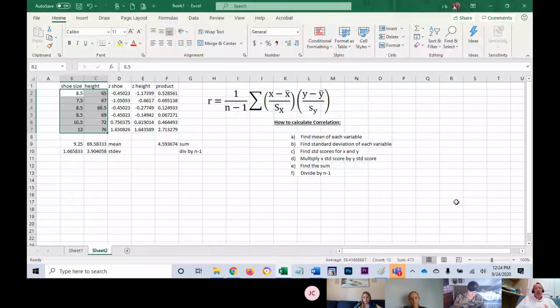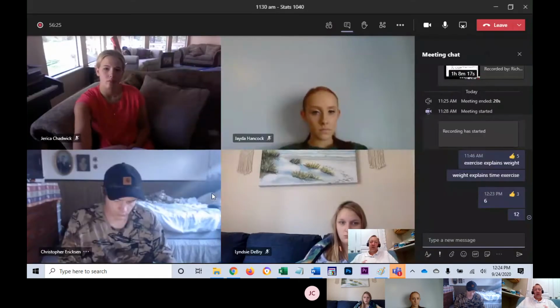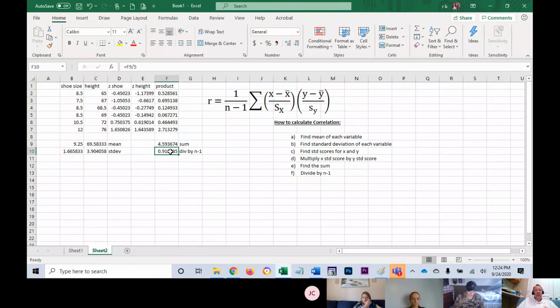All right. So yes, that's correct. So we're gonna divide by the number of pairs, okay? So remember, we've got 6 people with 2 measurements each, so it's 6 people here. So 6 minus 1. So we're going to divide by 5, which works out to be 0.918. Okay. So that's the answer there.